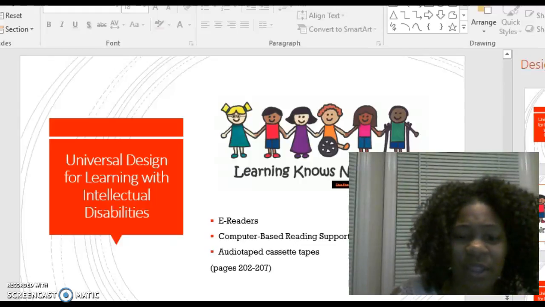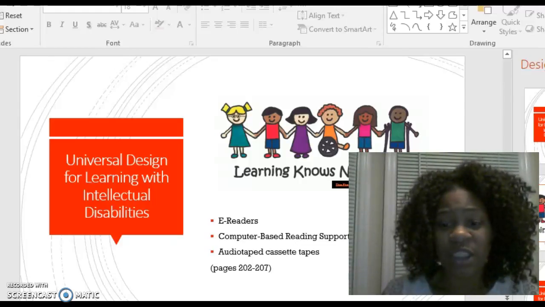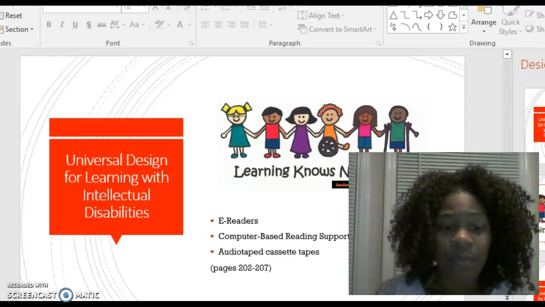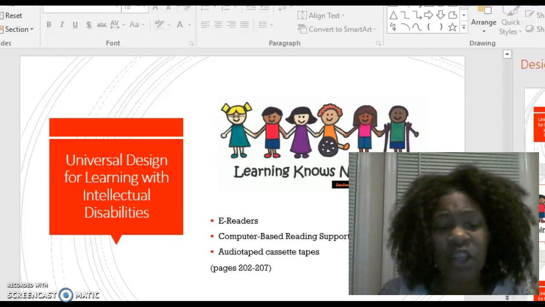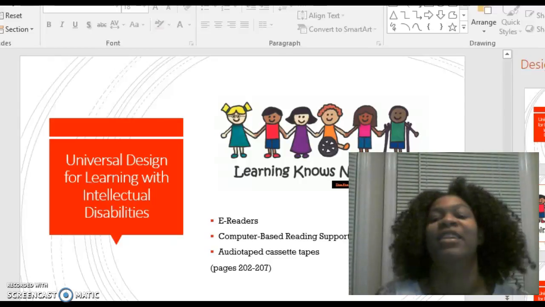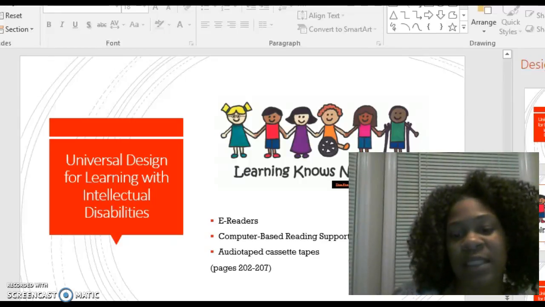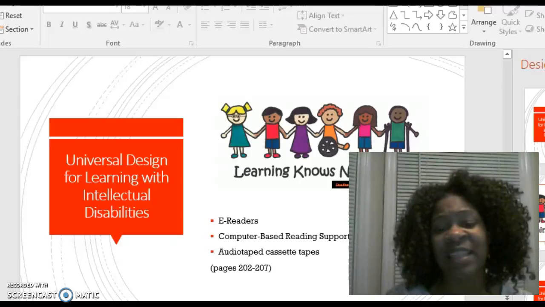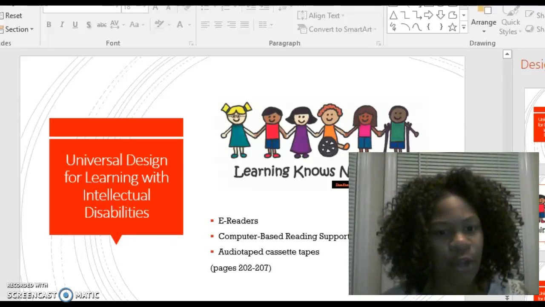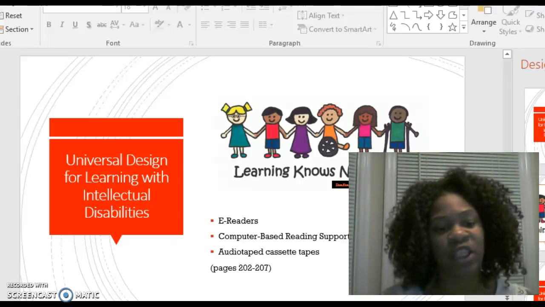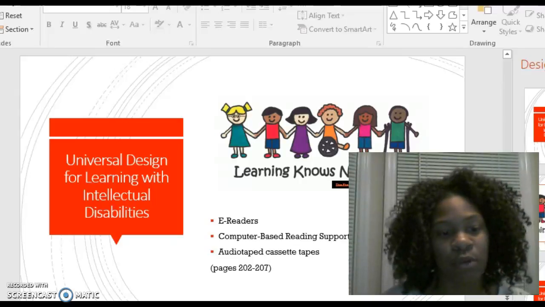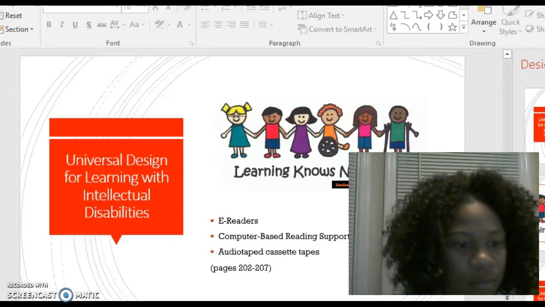And when discussing UDL for individuals with intellectual disabilities, iPads and Nooks were useful as well, but they require more assistance and they gave fewer enhancement features. So the e-readers were the more go-to source.